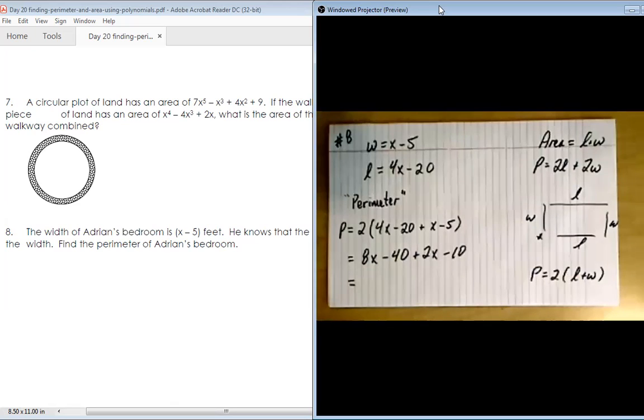Instead of 20, I got to deal with 40. Instead of 5, I got to deal with 10. Now what do I do? It's Friday afternoon. Brain doesn't work that well. Okay, so be careful. You got to get it right. What final answer?